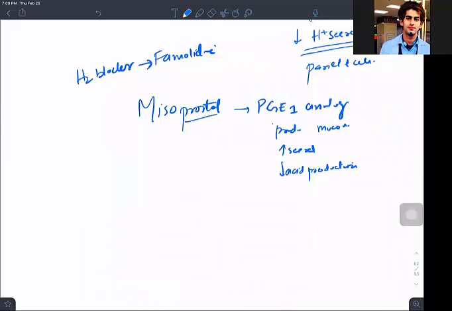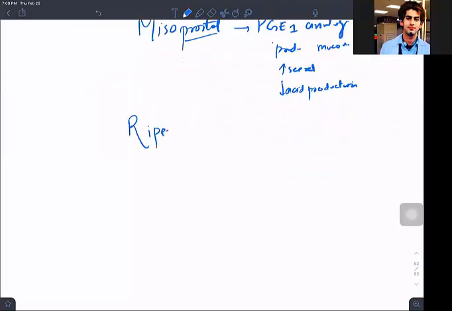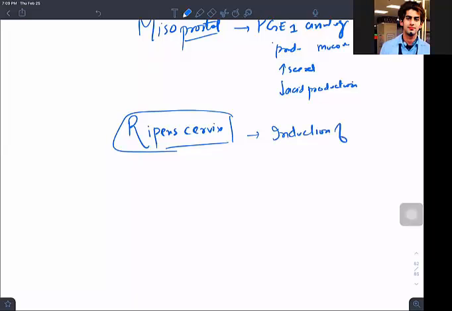Very good. So can you tell me where are we using this misoprostol? Beautiful answer, for the NSAID induced peptic ulcer. And what else? We are using it in ripened cervix. What is ripened cervix? Induction of labor. That I will be teaching in the gynecology lectures.